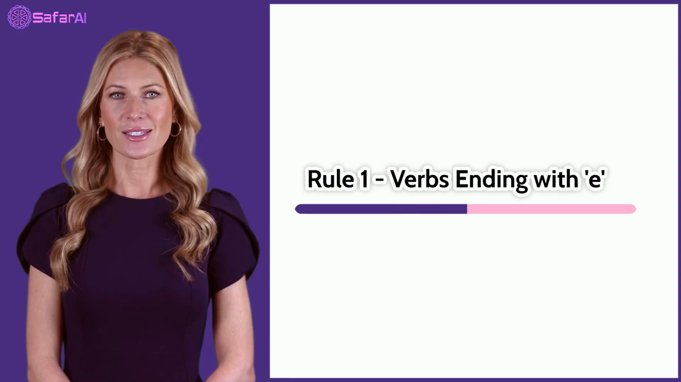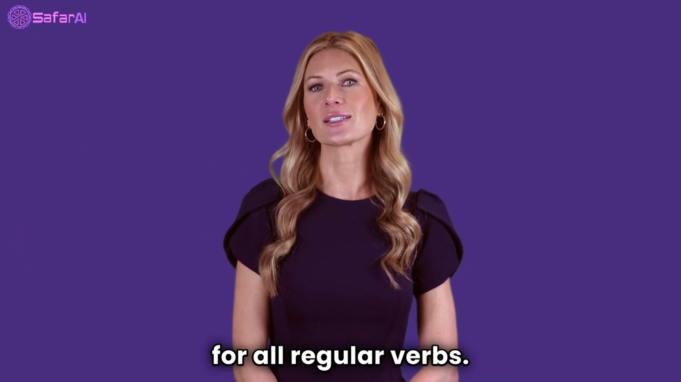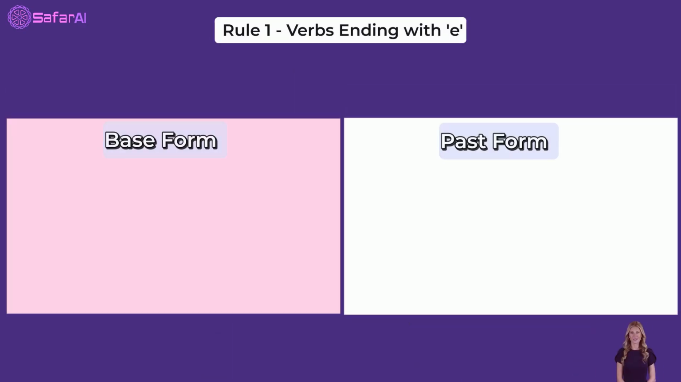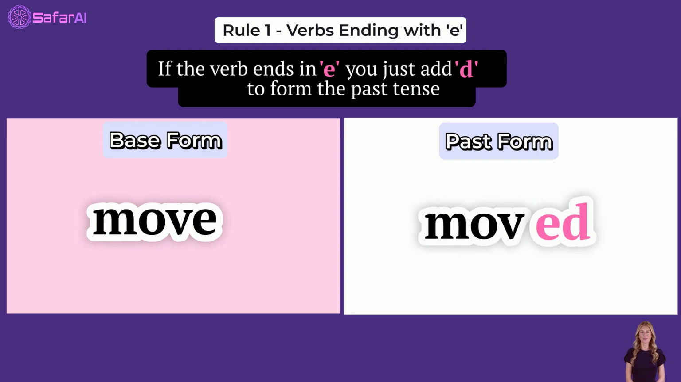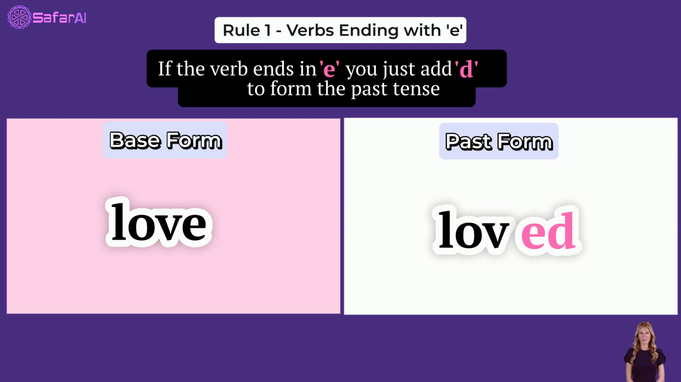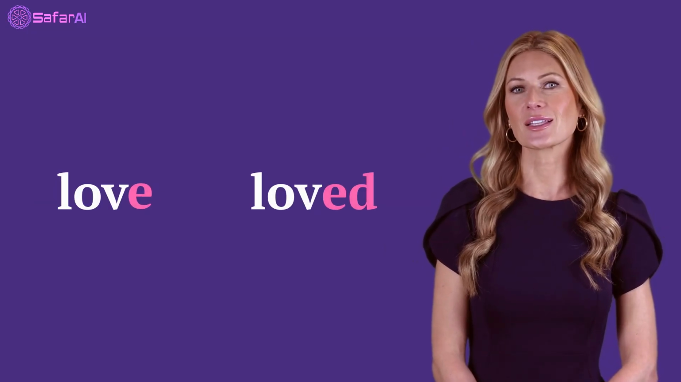Rule 1. Verbs ending with E. Now let's learn the rules for forming the past tense for all regular verbs. Our first rule is simple. If the verb ends in E, you just add D to form the past tense. Here are some examples. Move becomes moved. Love becomes loved. Let's say these together. Move, moved. Love, loved. Easy, right?